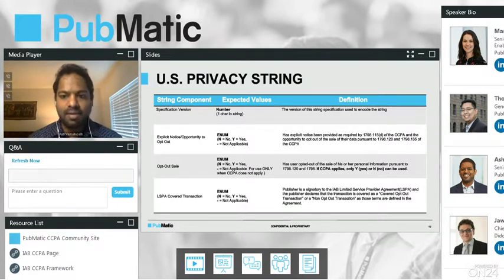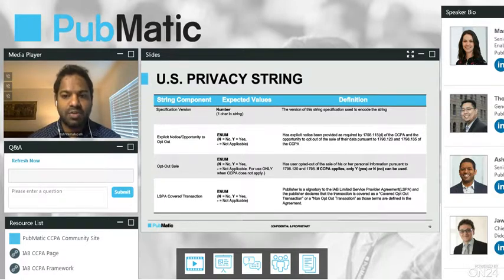The second character in the privacy string is explicit notice. What does it mean? It means whether the user has been given a notice explicitly or not. This information enables exchanges and DSPs to understand whether this publisher is compliant or whether they have tools in place to collect the consent management.